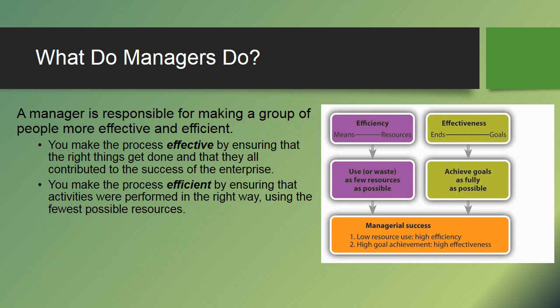You make the process effective by ensuring the right things get done and that they all contribute to the success of the enterprise. So effectiveness is really getting the job done correctly. You make the process efficient by ensuring that activities are performed in the right way using the fewest possible resources. Over here on the right, you'll see the efficiency in purple and effectiveness in green. Ultimately, you can boil every management job down to: are you efficient, and are you getting the job done?